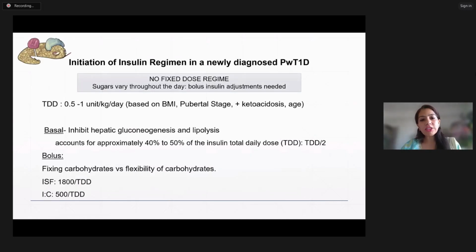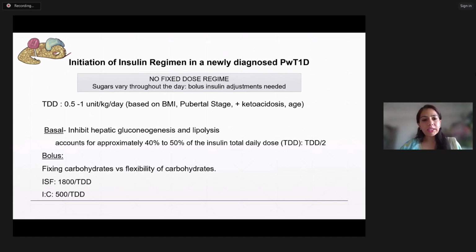Now, how do we initiate insulin in a person who is newly diagnosed with type 1 diabetes? As I said, there is no fixed dose. There are going to be sugars that vary throughout the day because of several factors, and they may also have different amounts of carbohydrates at different times. So we do need to adjust the insulin accordingly.